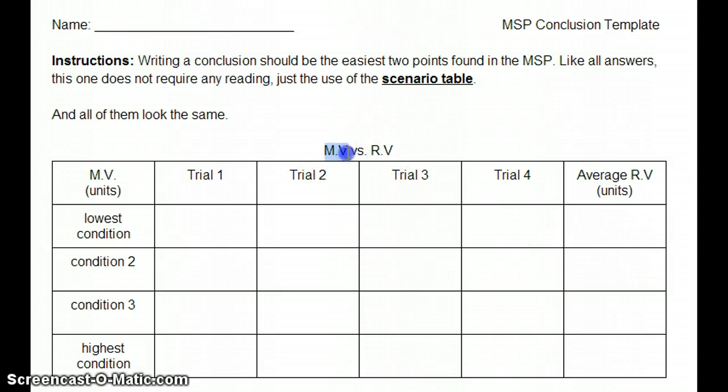The very first thing in the title is going to be your manipulated variable. The very second thing is going to be responding. And as you go and do these, this is actually taken directly from the website that makes the MSP, so you will always see it this way. Here's where your lowest condition and lowest average is going to be found. Here's where your highest manipulated variable is going to be. Here's where your highest average is. And then all you have to do is write a conclusion.